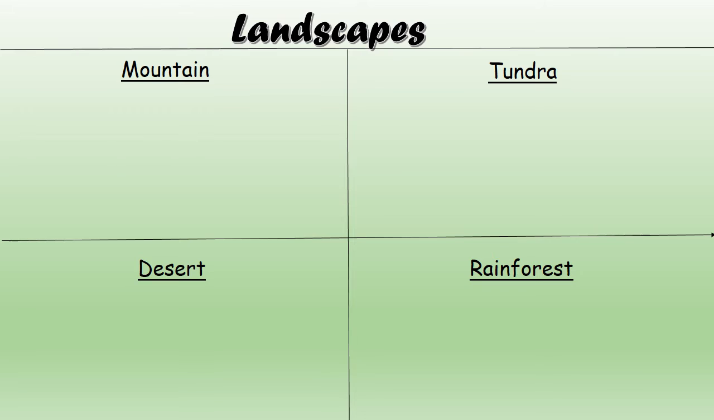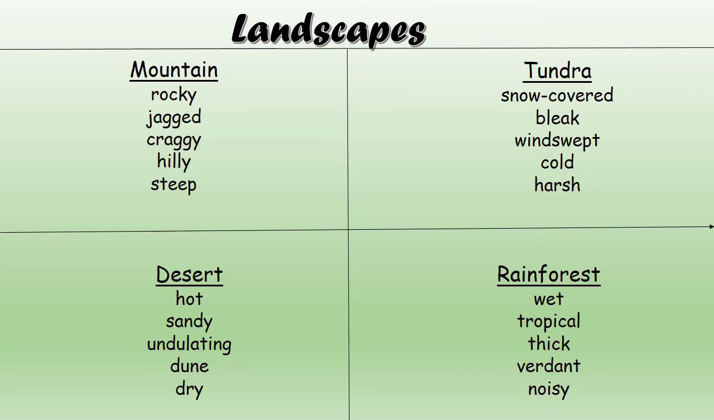Did you manage to think of some descriptive words to put into each of these sections while you were looking at those beautiful photographs? Now here are just a few of the words I've come up with to describe the landscapes. First of all, the mountain landscape. You could obviously describe that as rocky, jagged, craggy, hilly, and it might also be quite steep if you were trying to climb it. And the first one, rocky, actually is the name of the Rocky Mountains in North America.